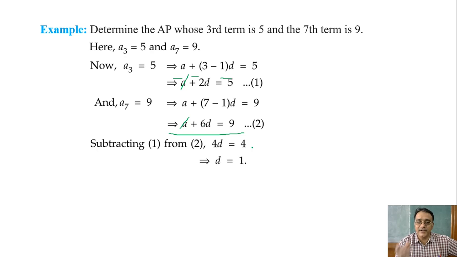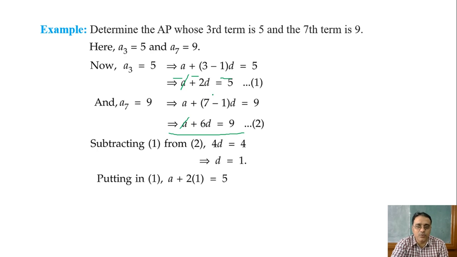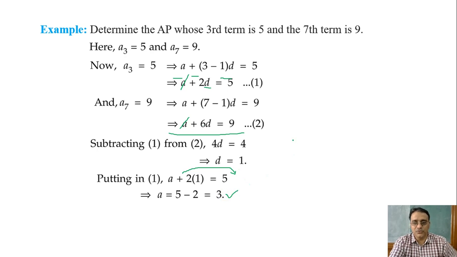And now we need to find the value of a. So how will you find? Substituting the value of d in any one equation. So we'll substitute in the first equation here. So a plus 2 into 1 is equal to 5, that is a plus 2 is equal to 5. Shift this 2 to the other side. So what value of a are you getting? 3. 5 minus 2, that is 3. Okay. So the first term is 3.